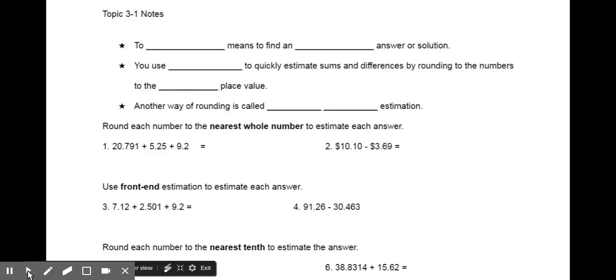Okay, so your notes over topic 3.1 involve estimating. We're starting our decimal operations chapter, or topic, and it's all about adding, subtracting, multiplying, and dividing decimals. To help us out, we're just going to start with estimating. To start at the top, it says to estimate means to find an approximate answer or solution.